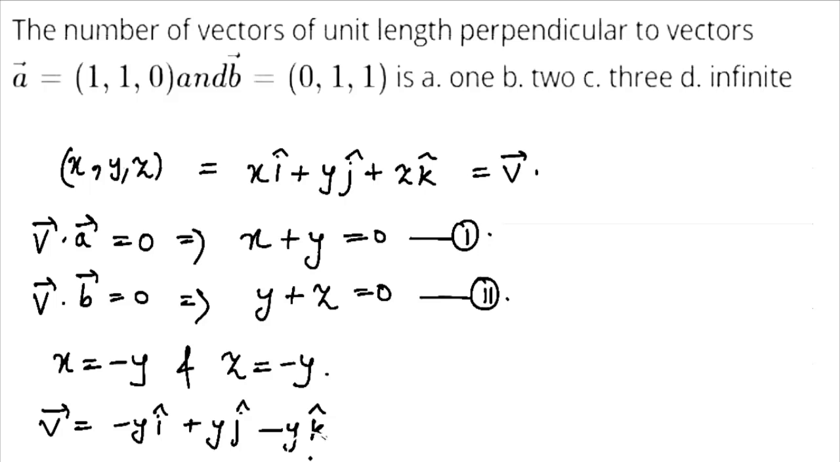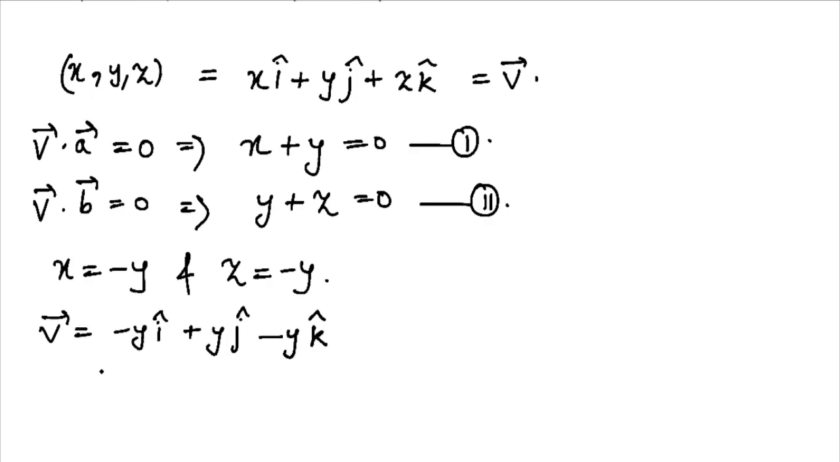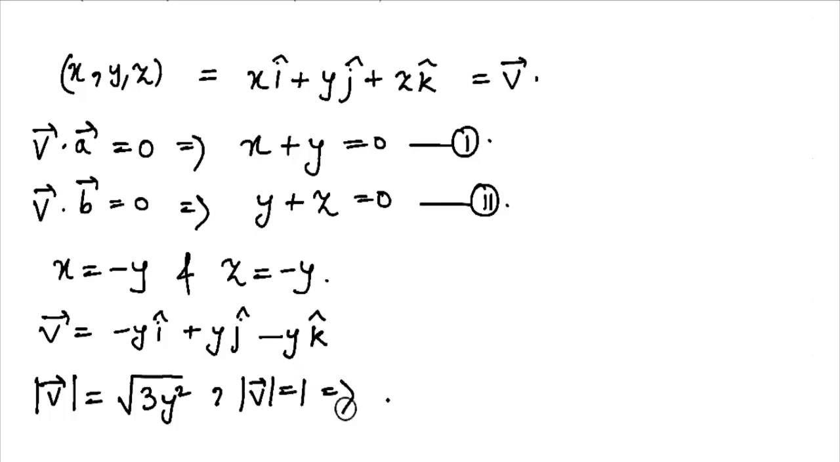Now we also need the fact that the magnitude of v must be 1 because it is unit length. Now magnitude of v equals the square root of y square plus y square plus y square, that is root of 3y square. Now magnitude of v equals 1. This would imply 3y square is 1, which finally implies y square is 1/3, and which finally implies y is plus or minus 1 upon root 3.